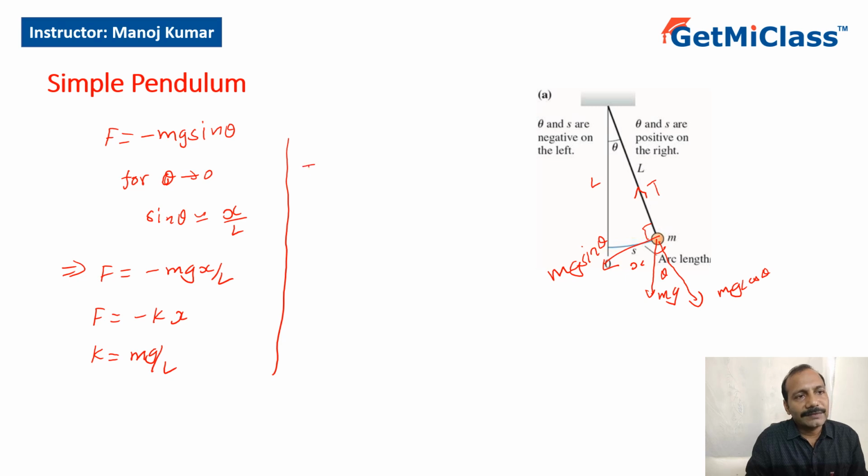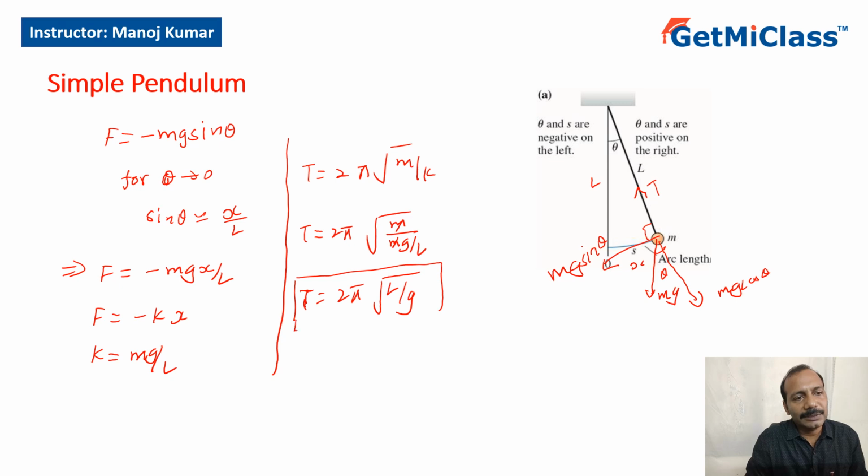Now the expression for time period is given by T equal to 2 pi root m by k. So let's substitute the value of k here. Then I'll get T equal to 2 pi root m by k, where k is mg by L. So m cancels. From this I get T equal to 2 pi root L by g. This is the expression for time period of SHM when a simple pendulum is slightly disturbed from its mean position.